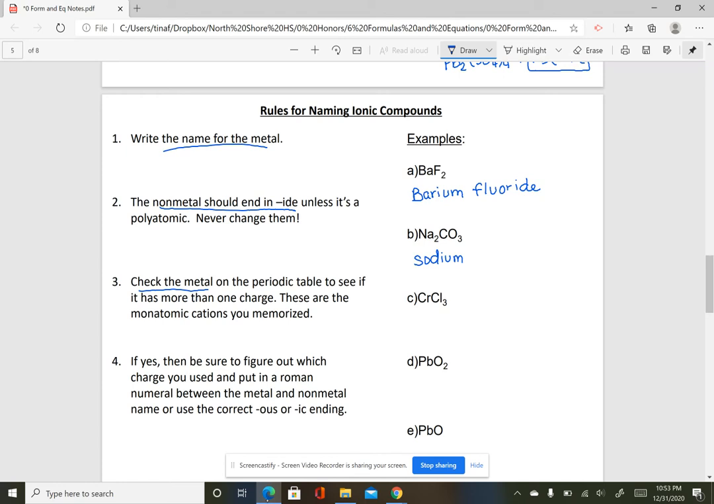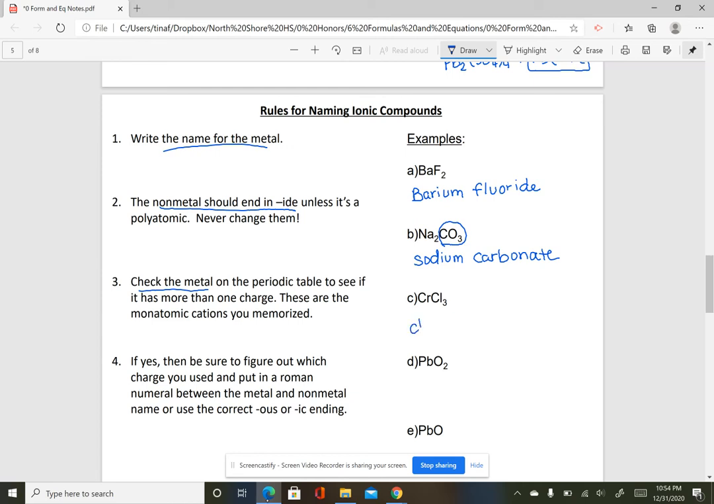So now, guys, I don't have just a regular nonmetal. I have CO3, which is a polyatomic ion. For polyatomic ions, you've memorized their names with their symbols. We never change the names or symbols of polyatomic ions. So CO3 is called carbonate. And that's it. All right. Now let's look at this one.